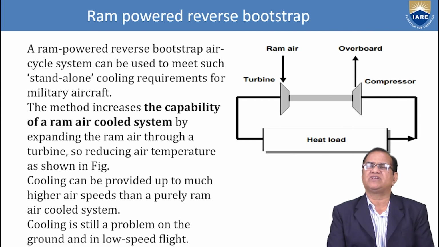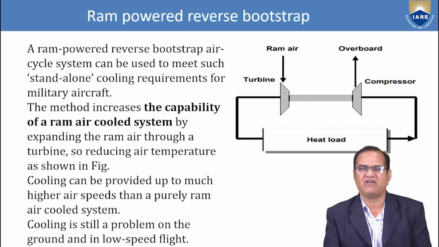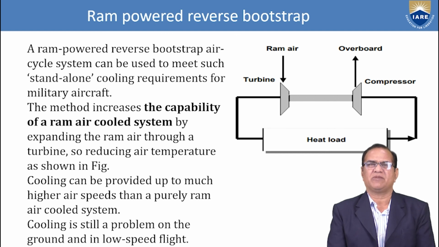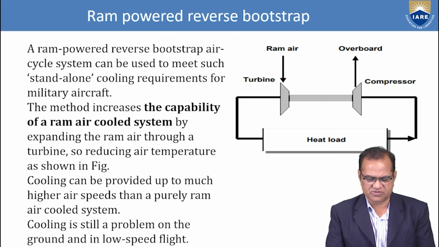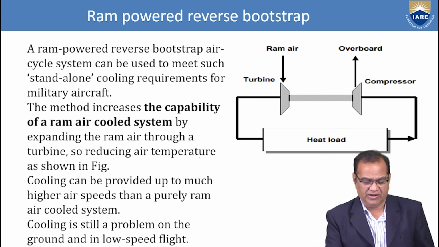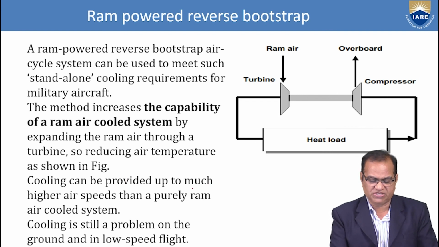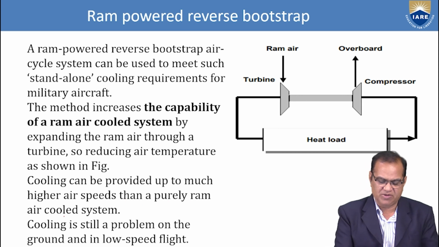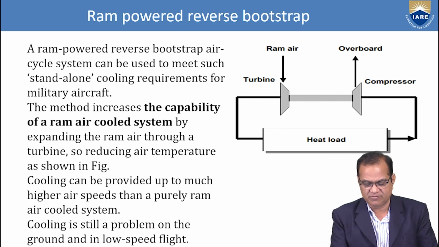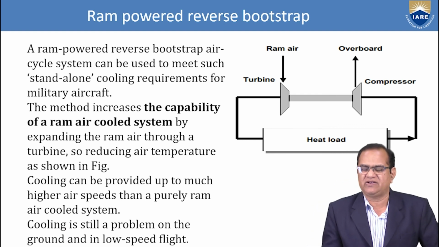Now this ram powered reverse bootstrap. A ram powered reverse bootstrap air cycle system can be used to meet such standalone cooling requirement for military aircraft. The method increases the capability of ram air cooling by expanding the ram air through a turbine, so reducing air temperature as shown in this figure. Cooling can be provided up to much higher air speed than a purely ram air cooled system. Cooling is still a problem on the ground and at low speed. So on the ground you cannot do it, and it will create the problem.